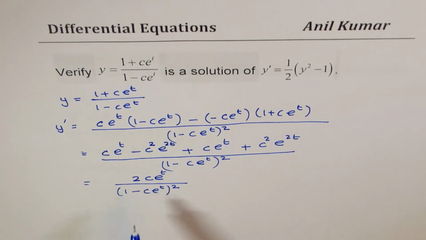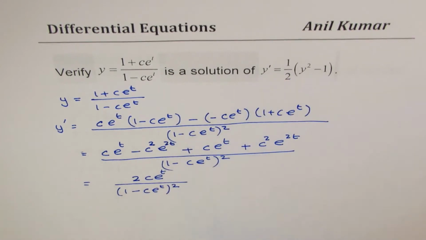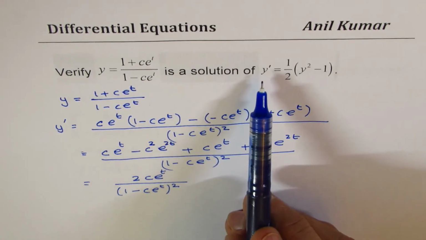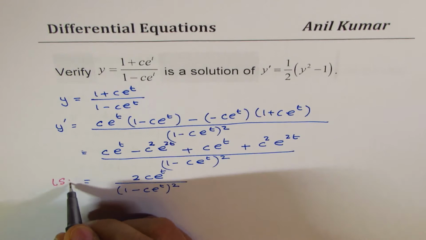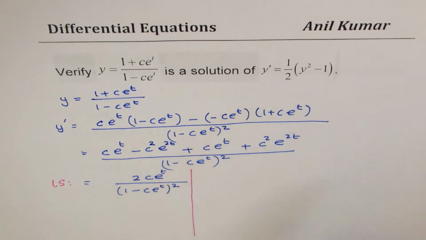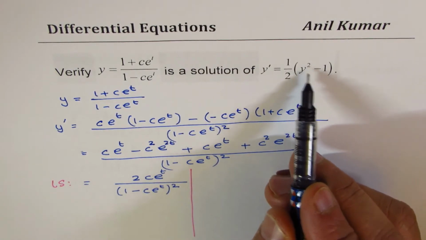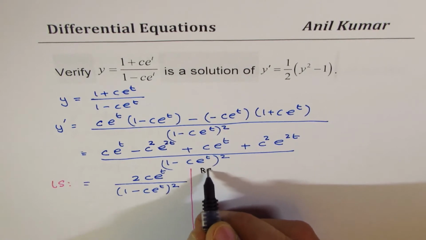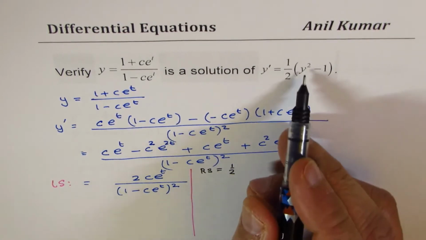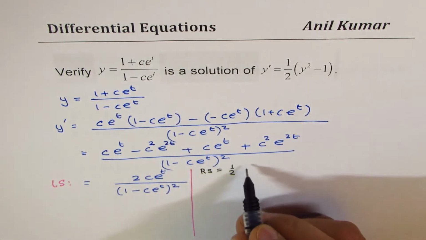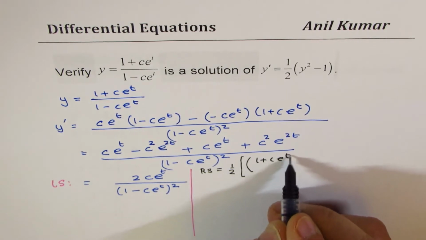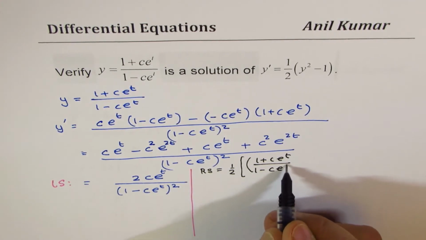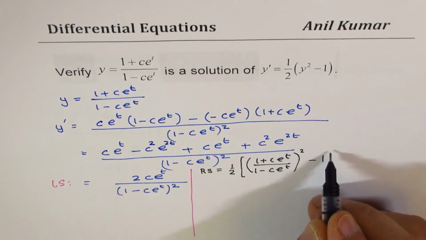Now, if I substitute this, then what happens? That's what we have to check, right? So this is my left side. Now, let's do the right side, which is half of y square minus 1, right? So the right side is basically equal to half of y square, meaning all this square. So we have half of, let's say, (1 plus c e to the power of t over 1 minus c e to the power of t) whole square minus 1. Is it okay?